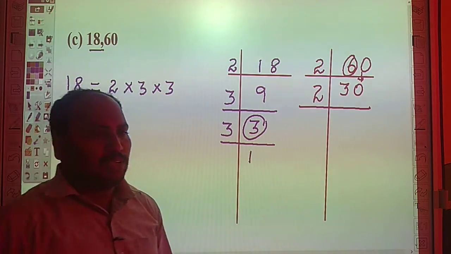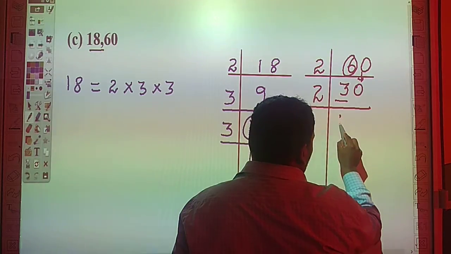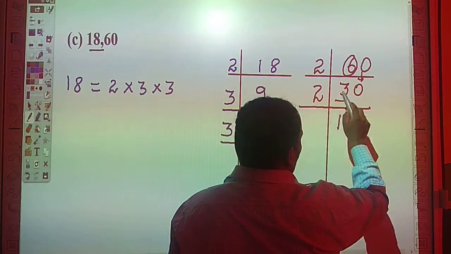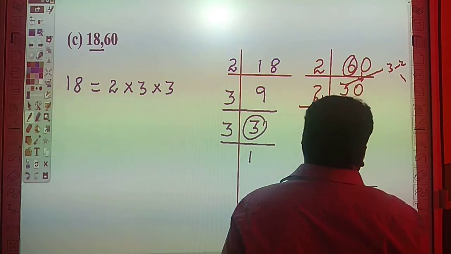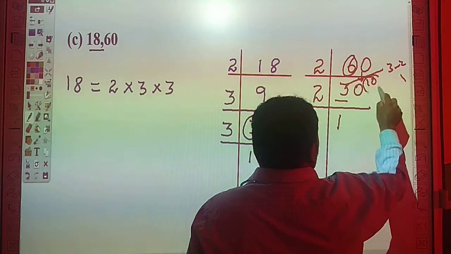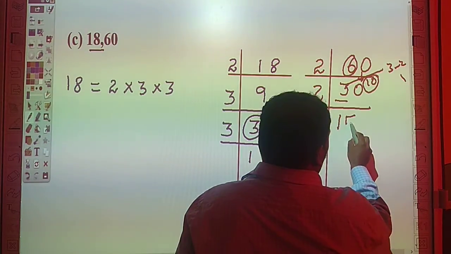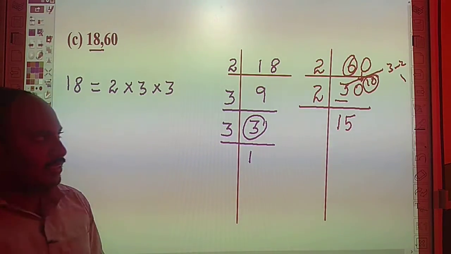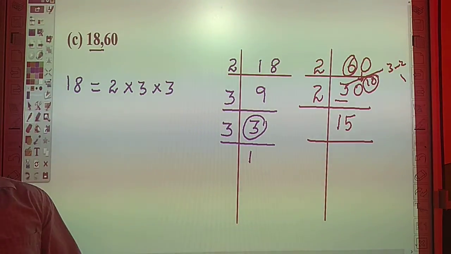So we take the number 2. The first digit is 3. 1 into 2 is equal to 2. 3 minus 2 is equal to 1. So the value is 10. The other value is 10. 5 into 2 is equal to 10. 5 2s are 10. The number 15 is not divisible by 2.